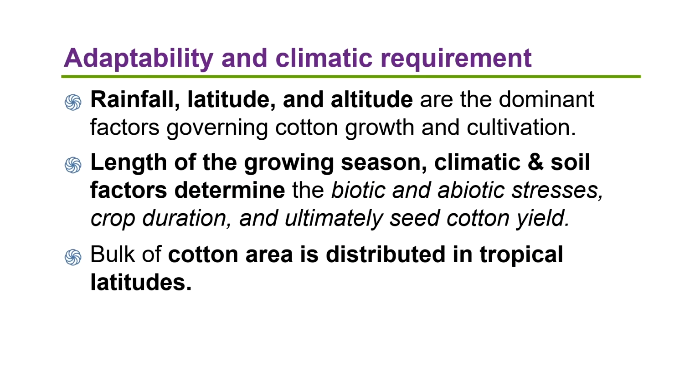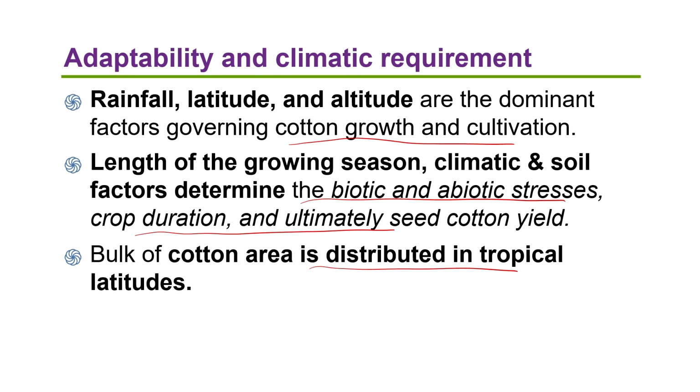Now let us see the adaptability and climatic requirement of this crop. So what kind of conditions are required, particularly rainfall conditions or temperature relations. So rainfall, latitude and altitude are the dominant factors governing cotton growth and cultivation. Length of the growing season, climatic and soil factors determine the biotic and abiotic stresses, crop duration and ultimately seed cotton yield. Bulk of cotton area is distributed in tropical latitudes.